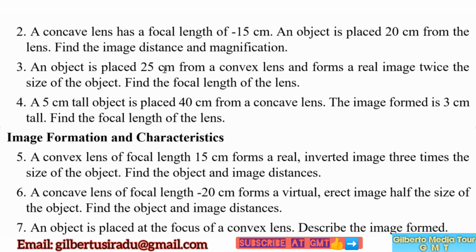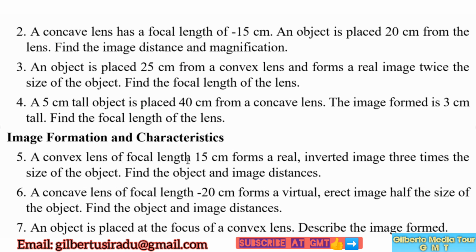An object is placed 25 cm from a convex lens and forms a real image twice the size of the object. Find the focal length of the lens. A 5 cm tall object is placed 40 cm from a concave lens. The image formed is 3 cm tall. Find the focal length of the lens.